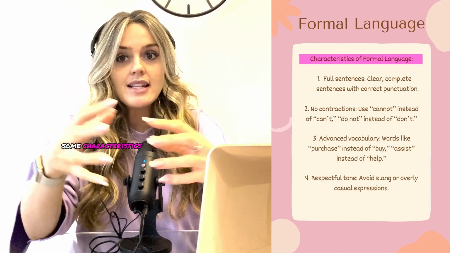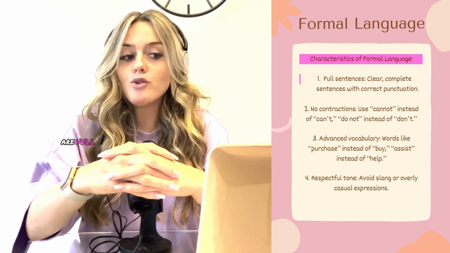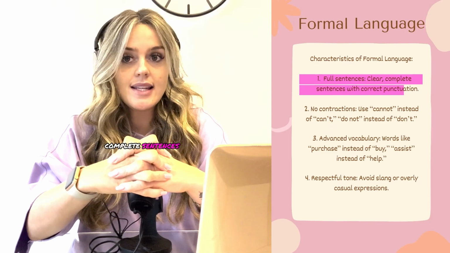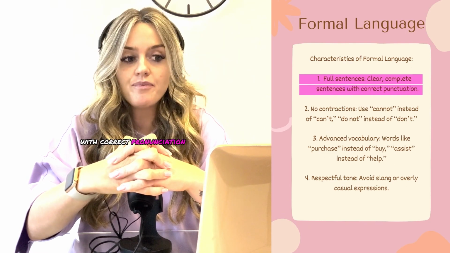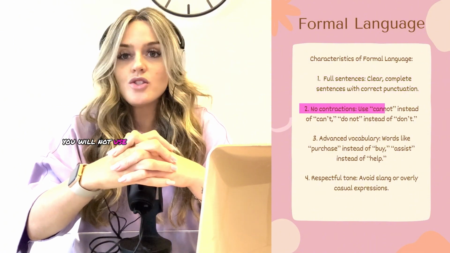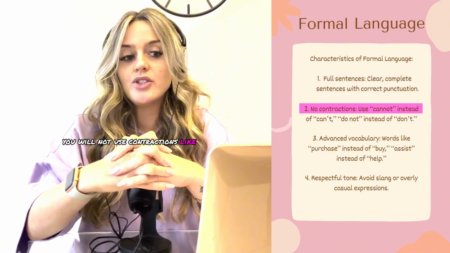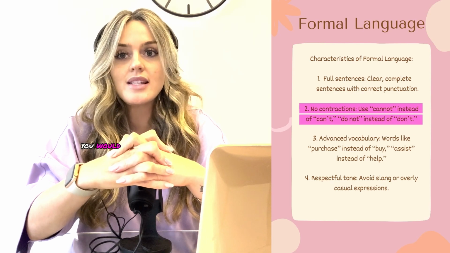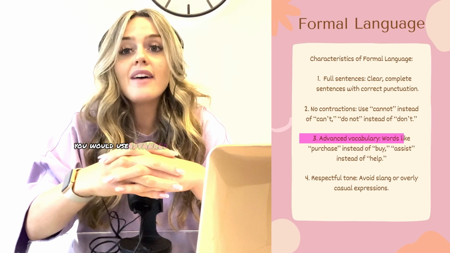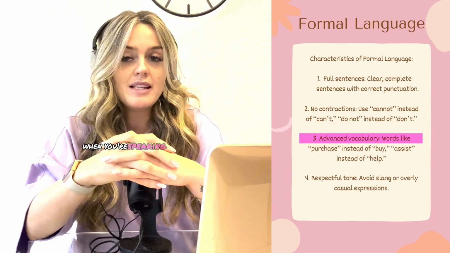Some characteristics of formal language are full sentences. So you would speak in clear, complete sentences with correct pronunciation and punctuation if you're writing it. You will not use contractions like don't or can't. You would say do not or cannot. You would use advanced vocabulary when you're speaking formally.